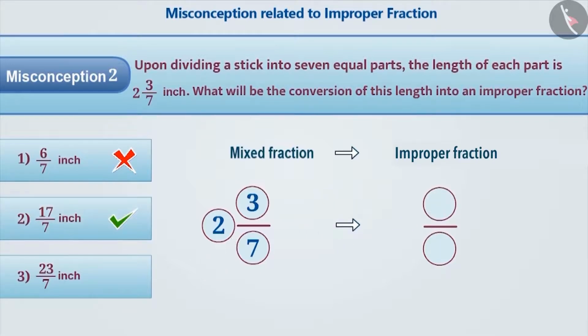Sometimes, to obtain an improper fraction, the values of both the whole number and the numerator are written together. By doing so, we get an incorrect answer, that is 23 by 7.